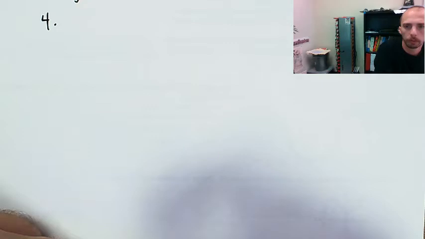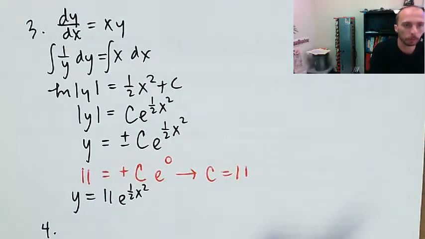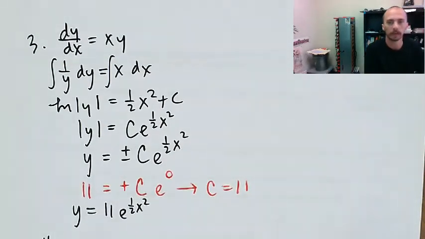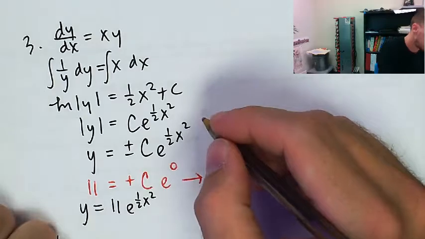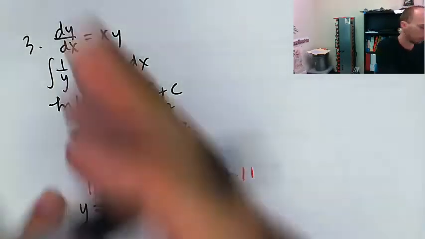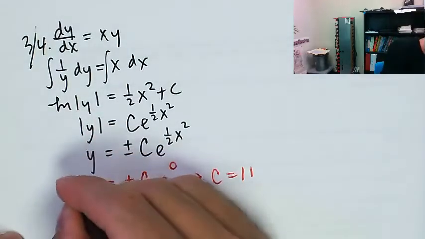Number 4, dy dx is equal to x times, wait, no. Oh, whoops. Okay, I just did number 4. Number 3 was doing this with 0 and -7 as the initial condition. I missed that. So what I'm going to do instead is just go off to the side here and say, okay, so this was 3 and 4. How about that? And so this is for number 4.